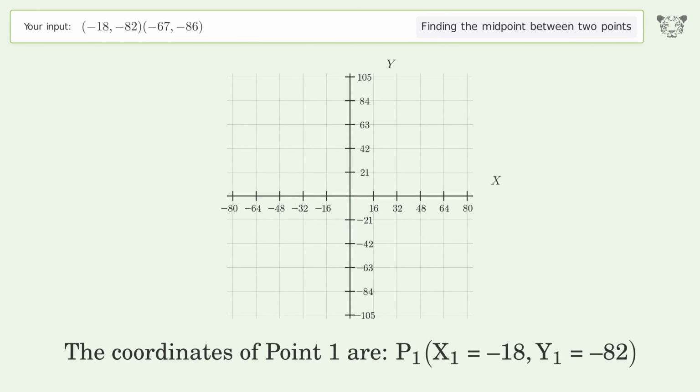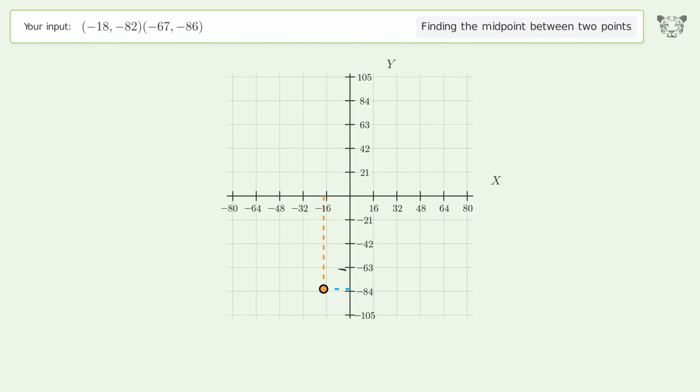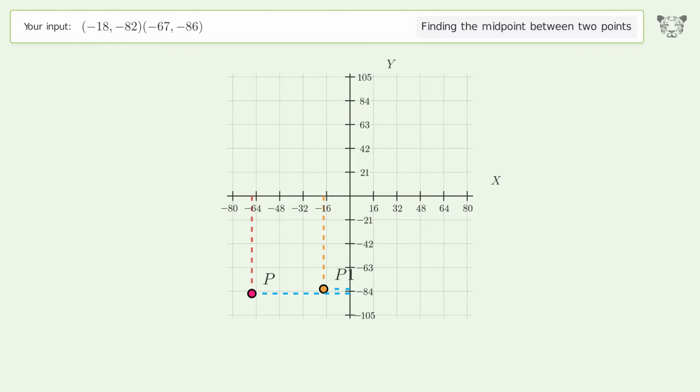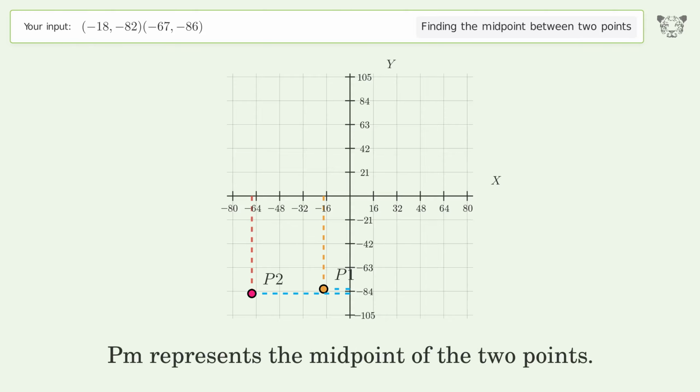The coordinates of point 1 are, x1 equals -18, y1 equals -82. The coordinates of point 2 are, x2 equals -67, y2 equals -86. PM represents the midpoint of the 2 points.